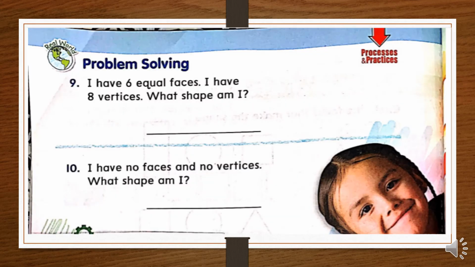Let's do the problem solving first. I have 6 equal faces and I have 8 vertices. What shape am I? Can you think of the answer? Yeah, it's a cube. The cube has 6 equal faces and 8 vertices.